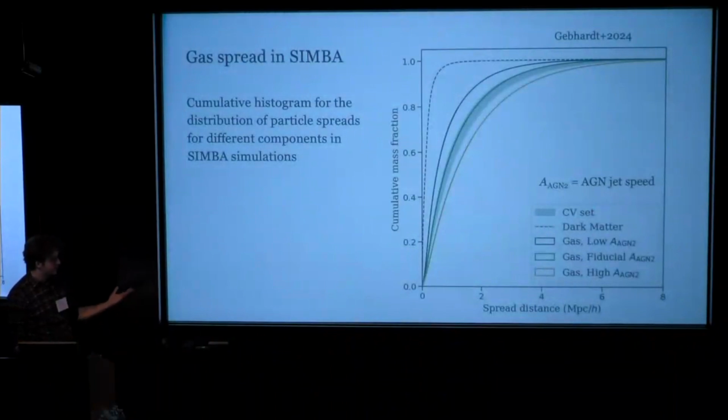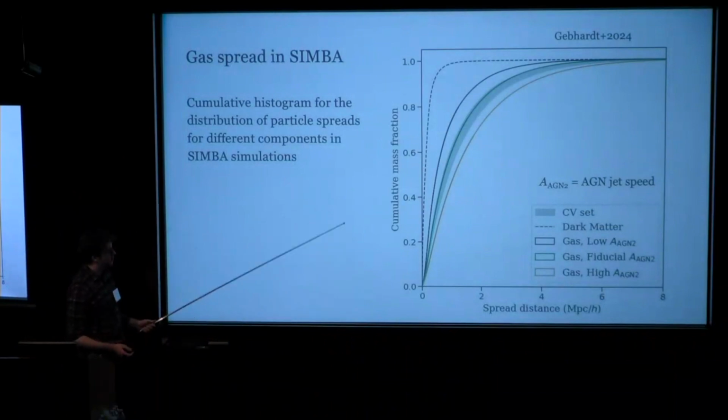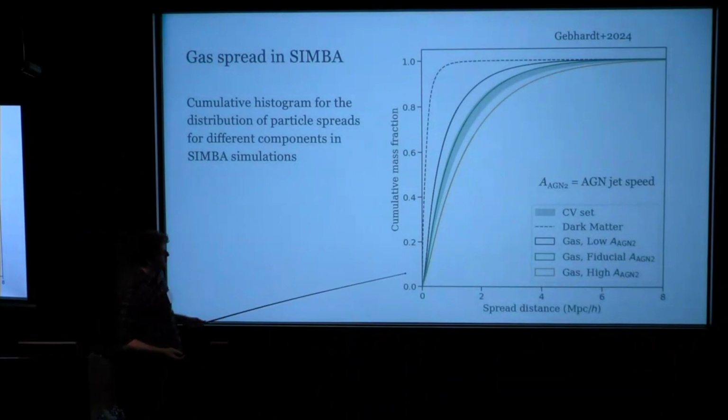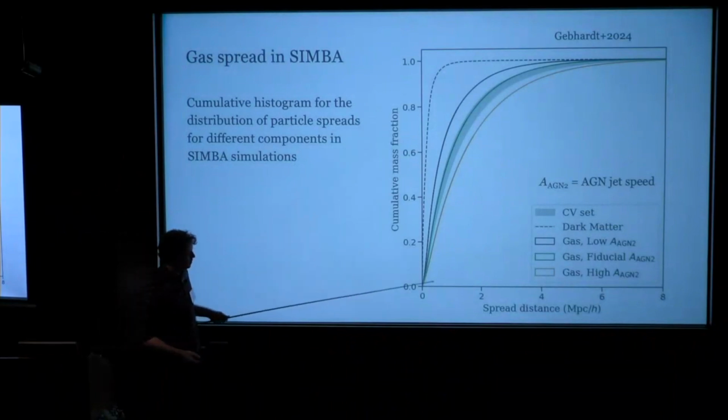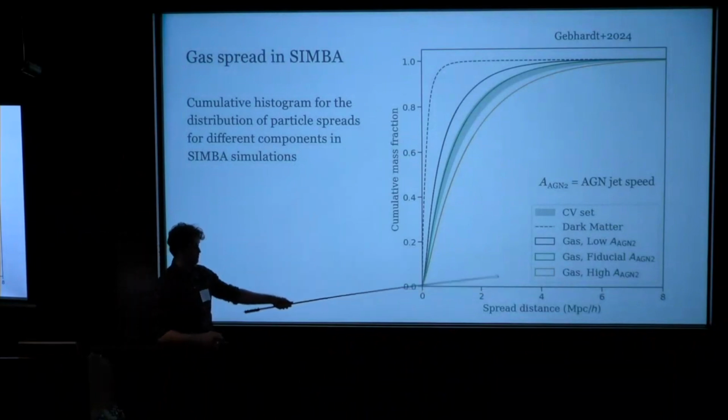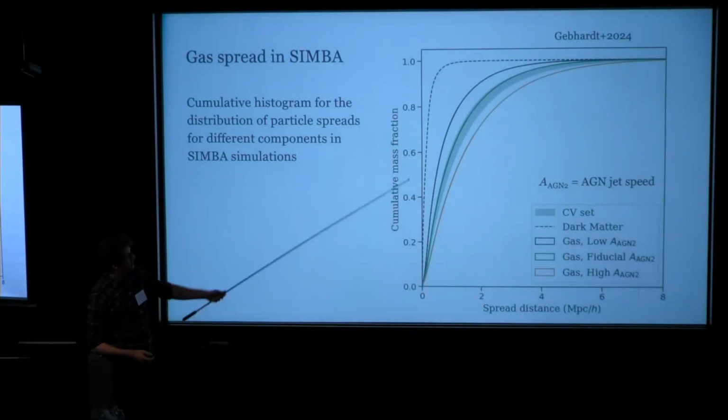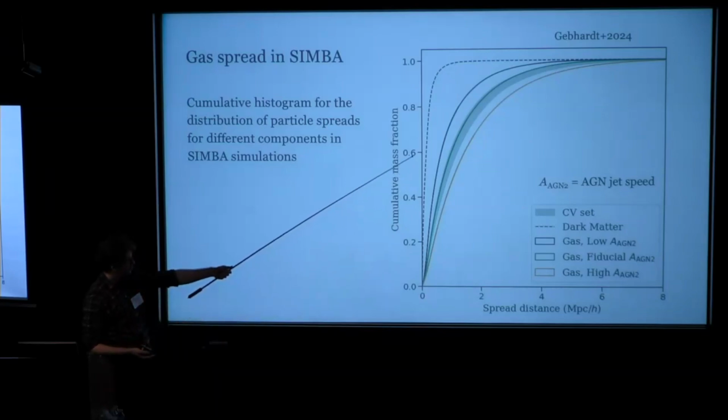As an example of what this would look like in our simulations when we compile the data, we can make a cumulative mass fraction here. To understand this kind of plot, we're just summing up the mass of particles as we look at particles that have spread progressively further. Each of the solid lines here is a different SIMBA simulation where we're changing the AGN jet speed in each of these runs. The green one is the fiducial run. The dashed line here is just the dark matter distribution in the fiducial SIMBA run.